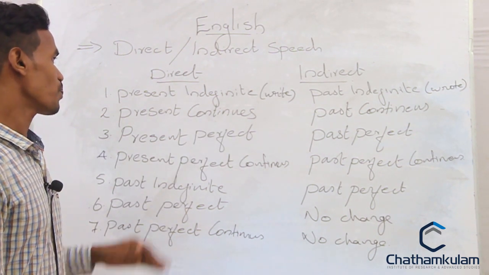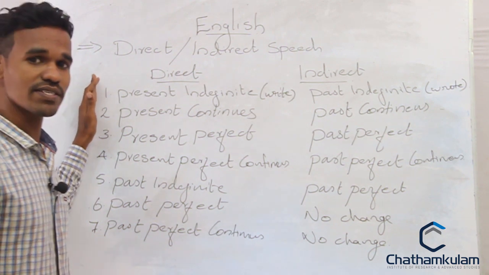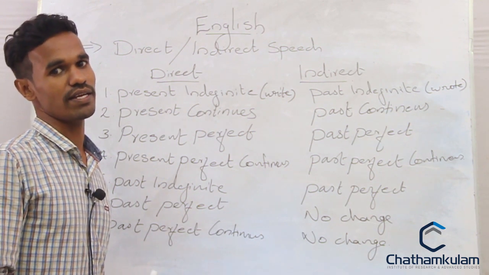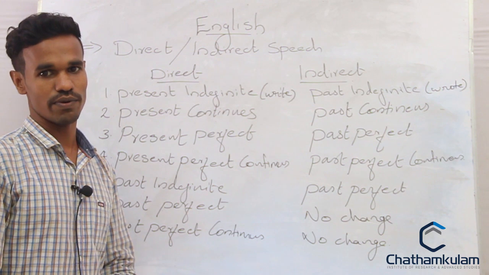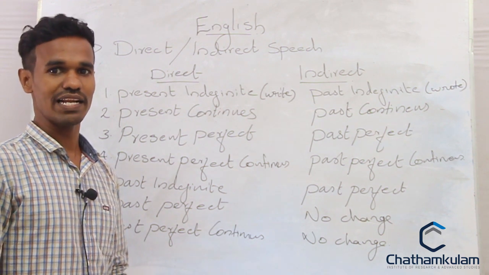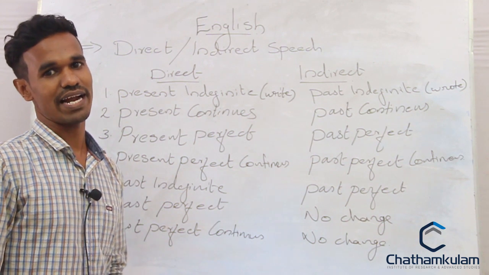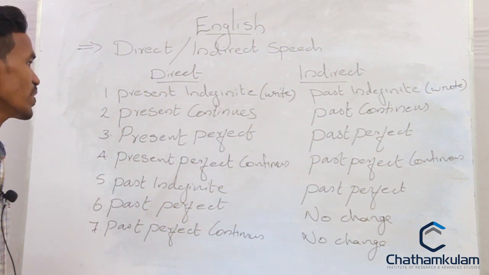In direct speech, we know that it is talking about the present. One person is saying something as it is, that is direct speech. For example, I ate today, or I eat today, or I will eat today or tomorrow. That kind of tense will be added with the grammatical part. That is what we are going to discuss today.